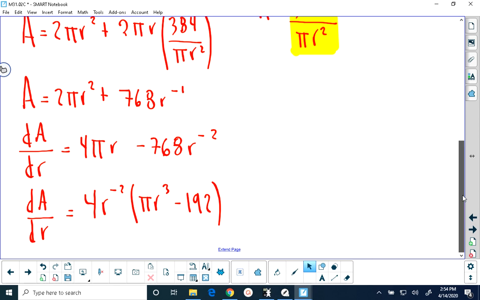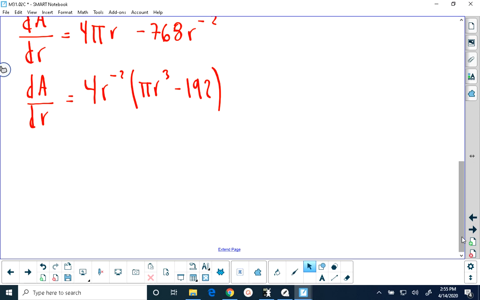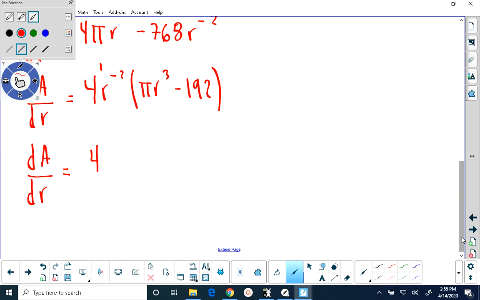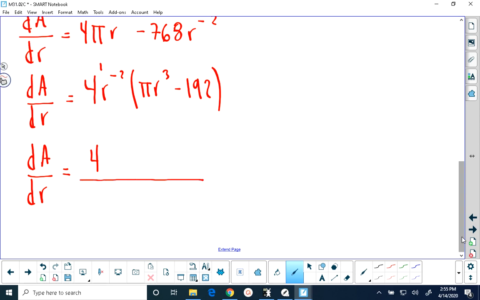Just wanted to double check that, which means we can finally write our derivative in simplified form. dA/dr is equal to 4. The 4 is raised to the 1. The 4 is not raised to a negative exponent, so the 4 stays on the top. We have an r squared on the bottom, and then we have pi r cubed minus 192.